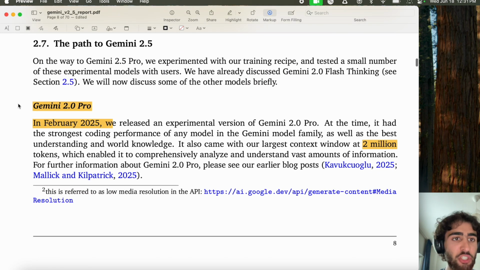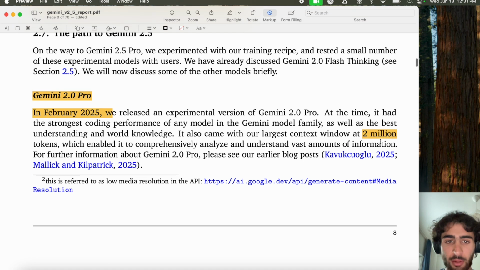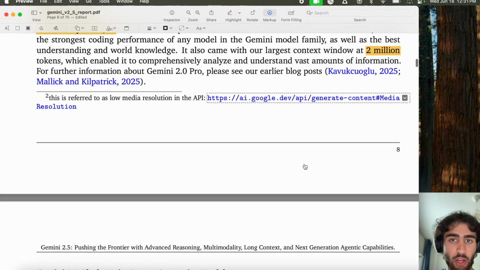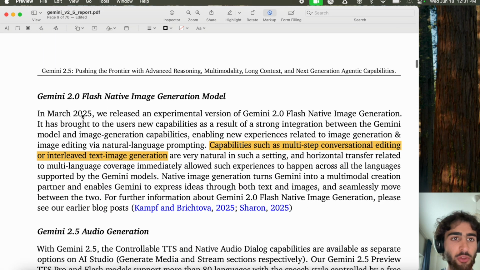This section is about the path to Gemini 2.5. They briefly mentioned that there was Gemini 2.0 Pro in February 2025 with a 2 million size context window. So that was, I guess, their largest context model they've ever released to date. And then they also had the image generation model, which had capabilities such as multi-step conversational editing or interleaved text image generation. I'd recommend going to Google AI Studio and trying out the conversational editing.